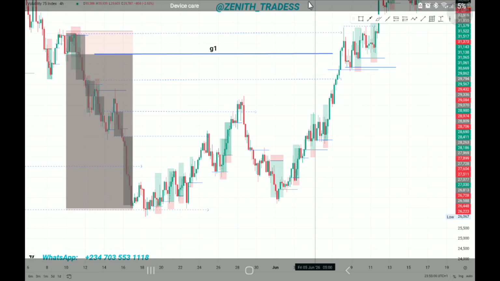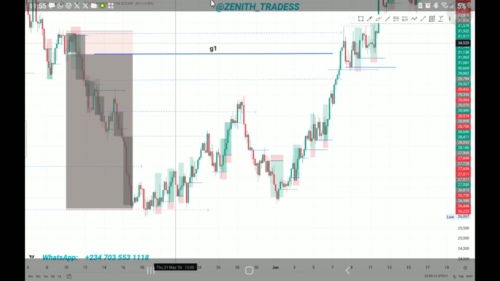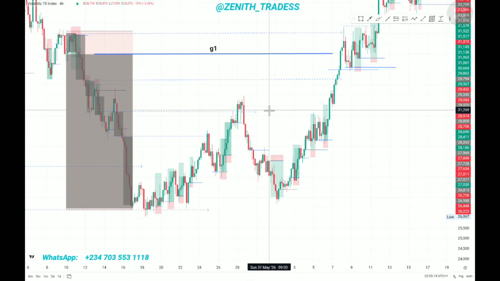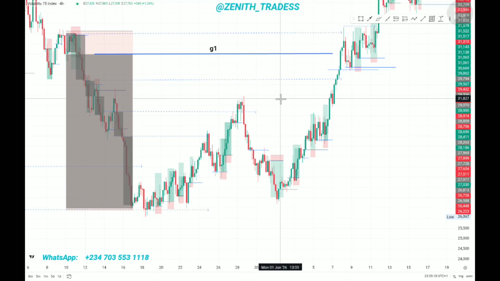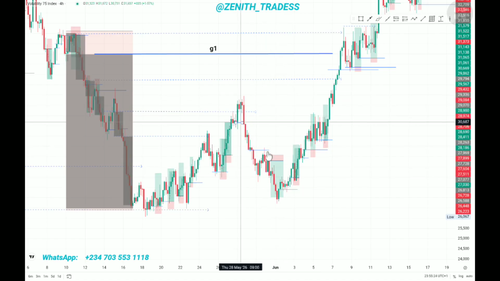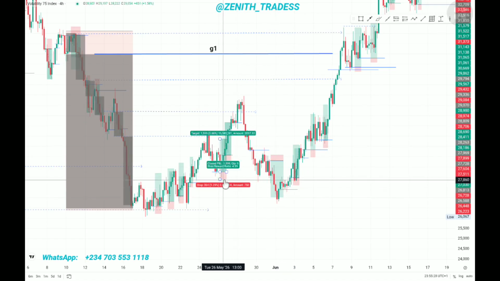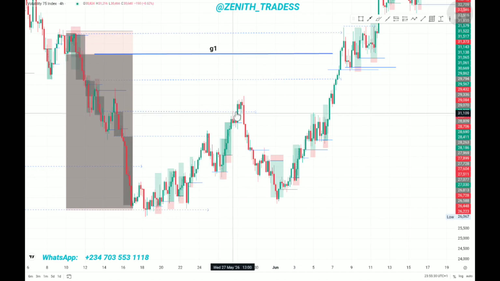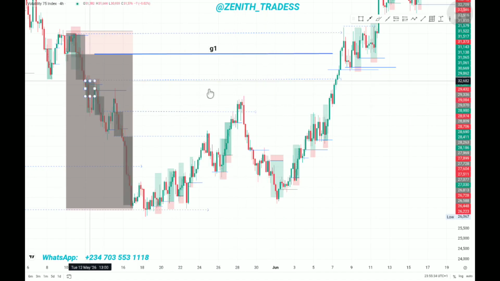And a major reaction started from there. I hope we can see. So a major reaction started there, and it continued to move down until it swept the liquidity, because that is a major reaction. So the next daily open is here.